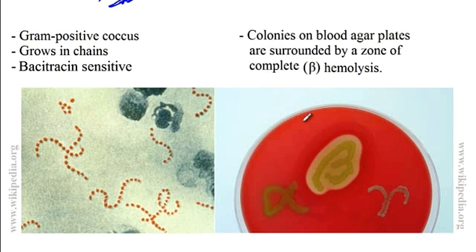So here is a blood agar plate that has culture of different organisms. It has culture of alpha hemolytic organisms, gamma hemolytic organisms, and beta hemolytic organisms, which is group A Streptococcus. And here you can see that the zone around the culture has been completely hemolyzed. So complete hemolysis is caused by group A Streptococcus, which is a beta hemolytic organism.